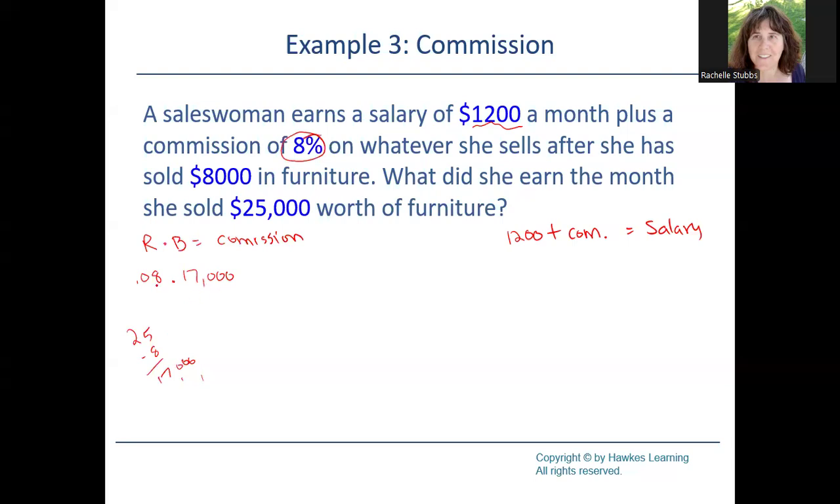Okay, so the rate of commission times the amount of money that she gets to use for the commission will equal her commission. So we're going to have 0.08 times 17. That will give us our commission. We then add that to her monthly salary, and this is her total salary over here. Okay, so let's go ahead and watch this being performed.